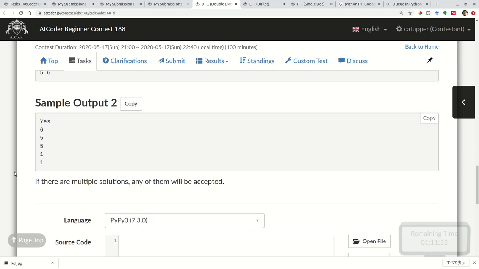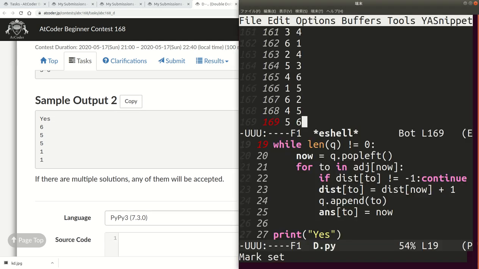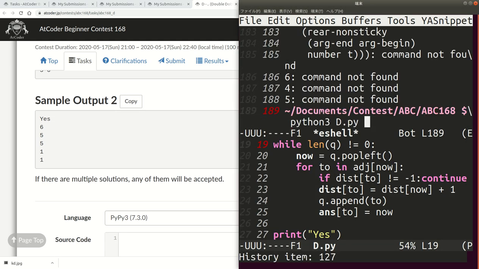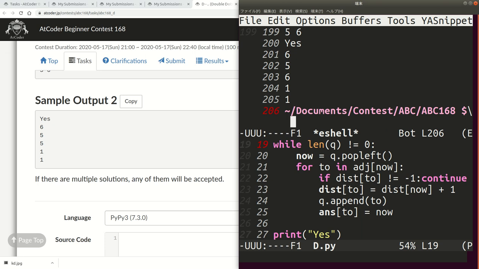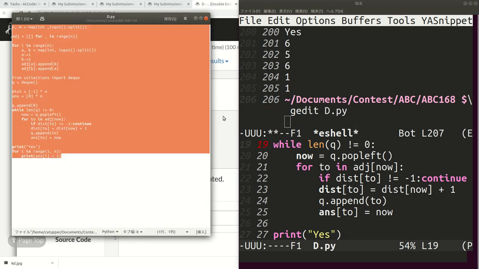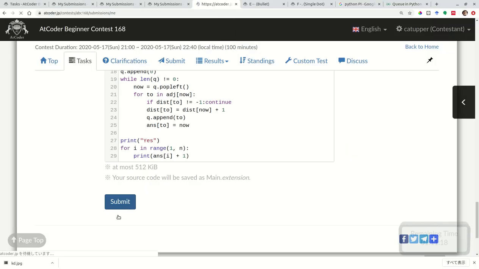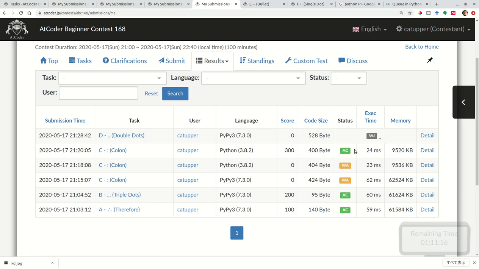How about this? Oh, 6 5 6 1 1. Maybe it's okay. So let's submit it and check it. Go. Now I got the correct answer with C. And let's check it. Is it accepted for D?